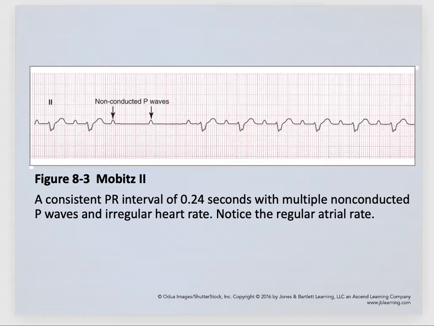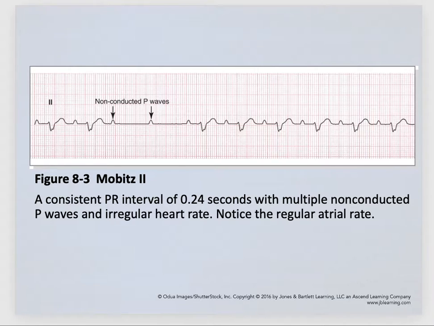So this is what it looks like, where you have a PR interval that's always longer than 0.20. Okay, so that kind of sounds like first degree, PR interval greater than 0.20. However, what makes it different from first degree, and why it is a second degree Mobitz type 2, is that you end up having a non-conduction.